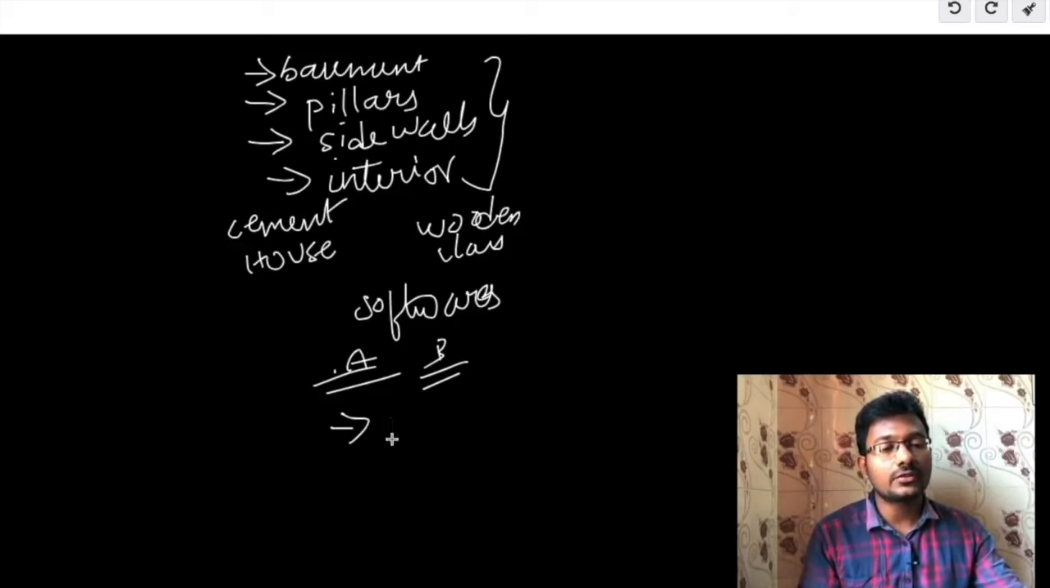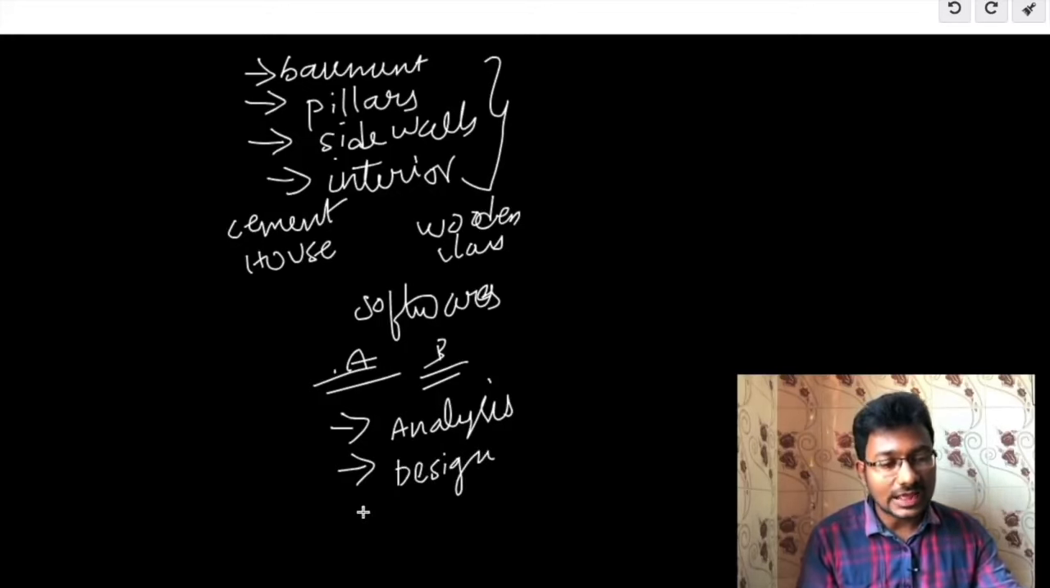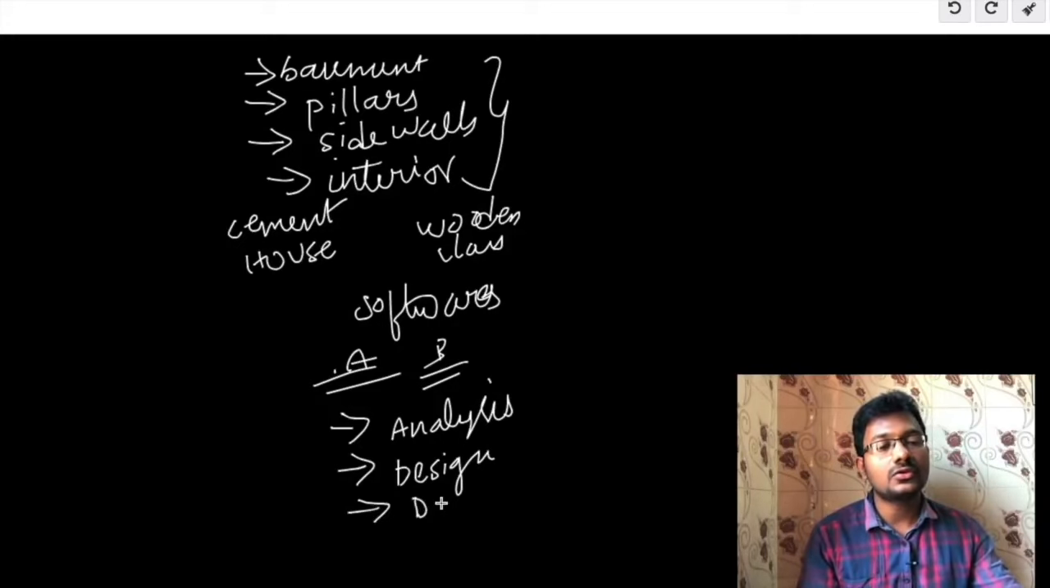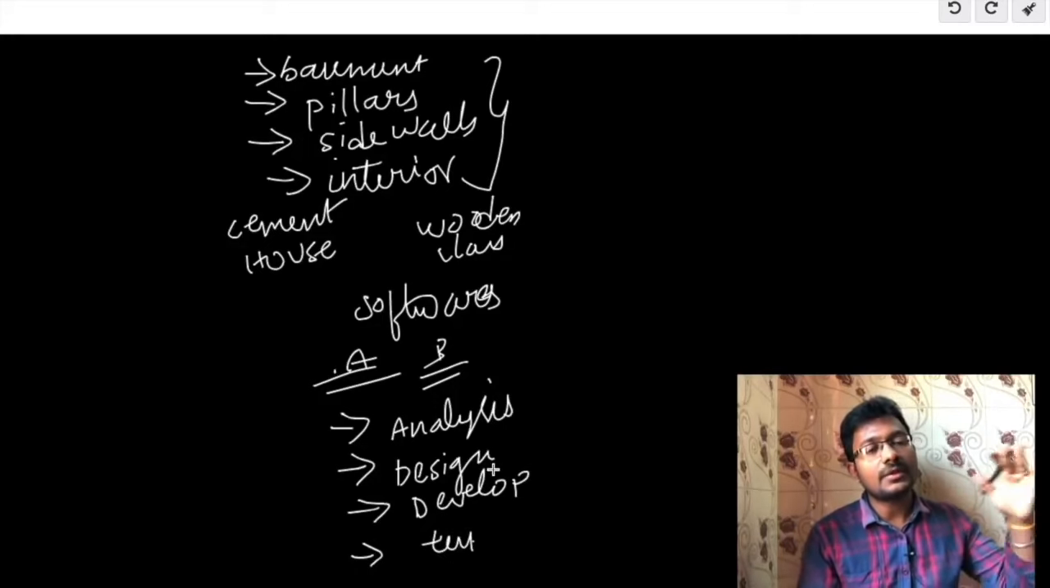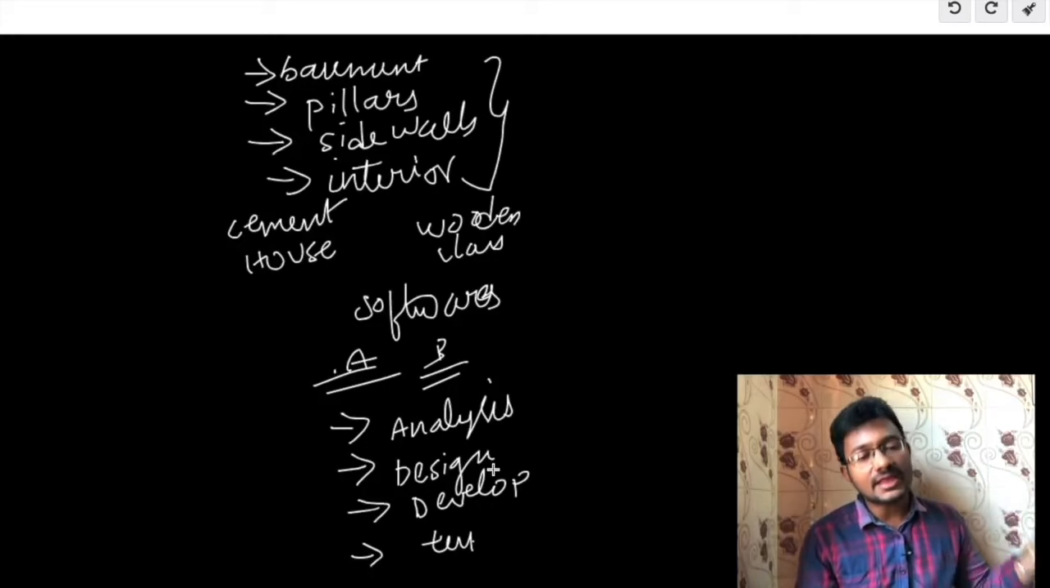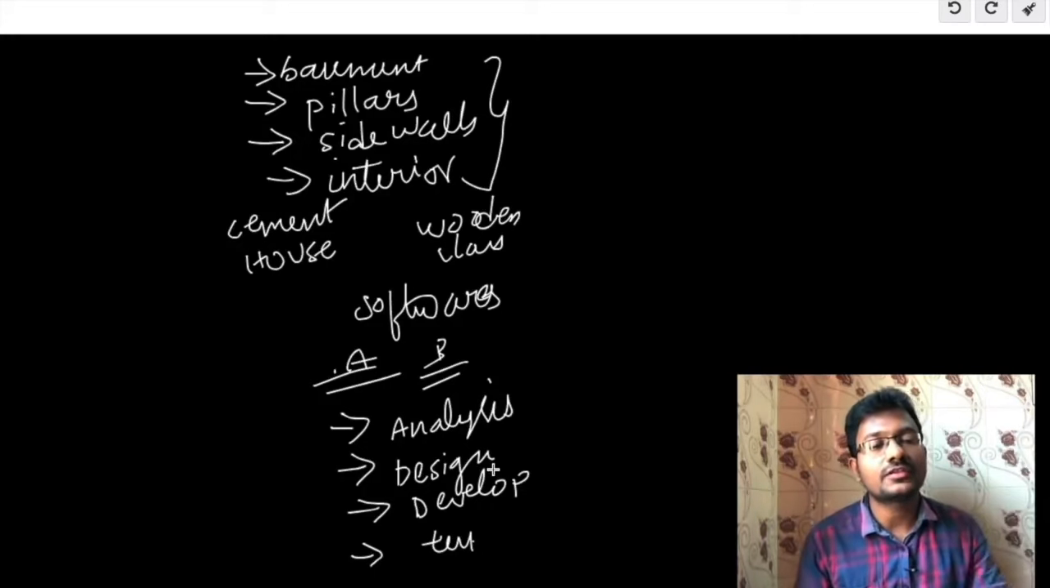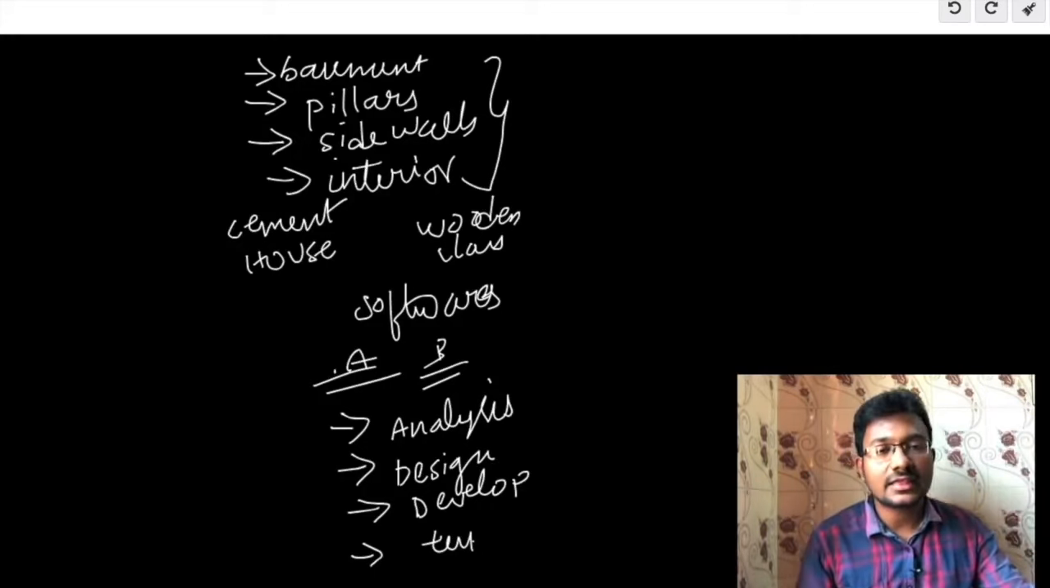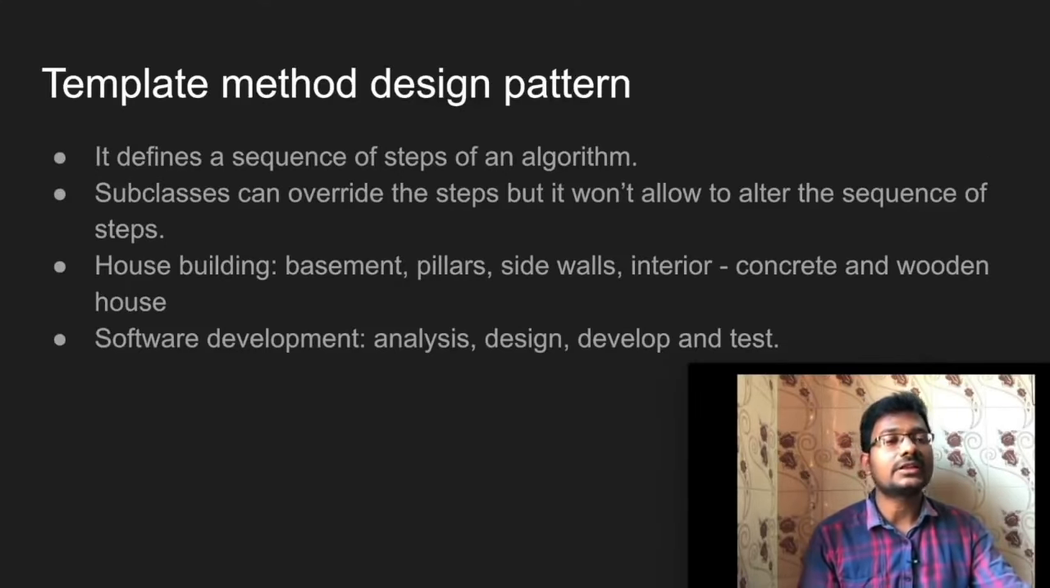First you need to analyze the software requirements, and then you need to design the software. You need to design the class diagrams, design the flow, and so on. Then you need to develop, and then finally you need to test. It can be military software, medical software, educational software, any software. It needs to follow these steps. So these are the examples where the template method design pattern is widely used in real life scenarios.